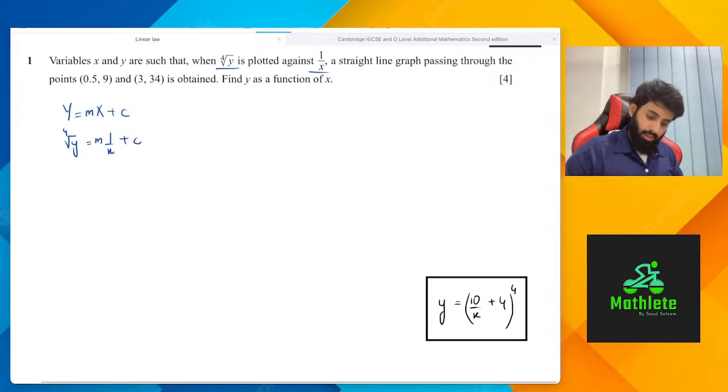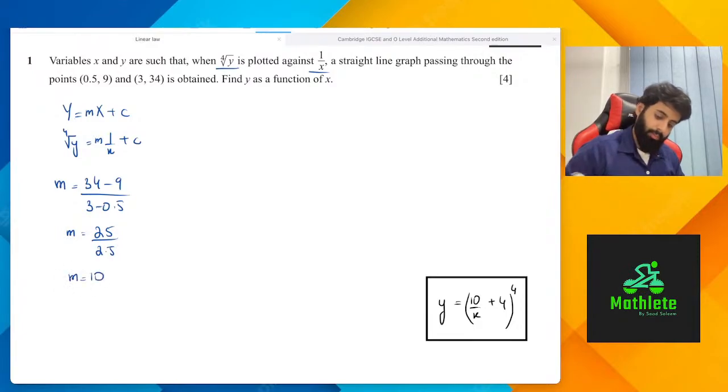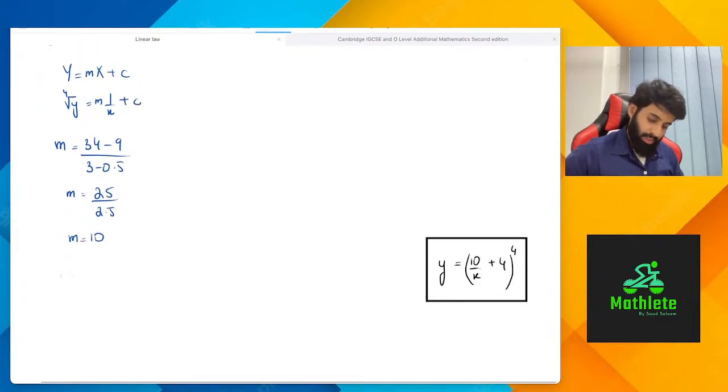Okay, let's find out the gradient. 34 minus 9 over 3 minus 0.5. Let's work this out. 34 minus 9 is equals to 25, and 3 minus 0.5 is 2.5. m is equals to 10. Okay, so that means where have we reached? We have reached here.